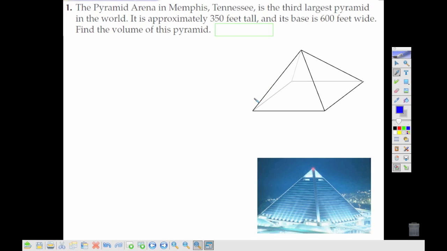In this problem we're asked to find the volume of this pyramid, and we're told that the base is 600 feet wide. So the base would be the square, and it's 600 feet wide, which means we're going both directions. And the height, 350 feet tall, which would be going here. So our h equals 350. Our volume will be 1/3 base times height.